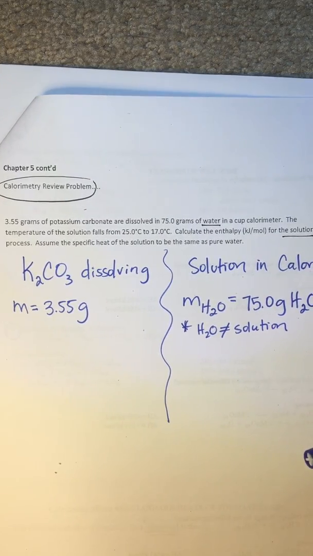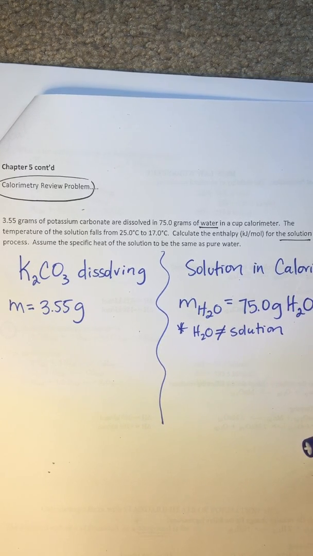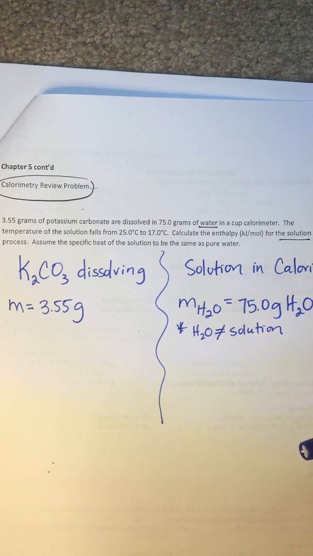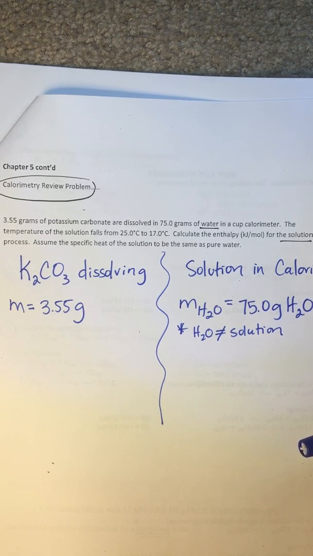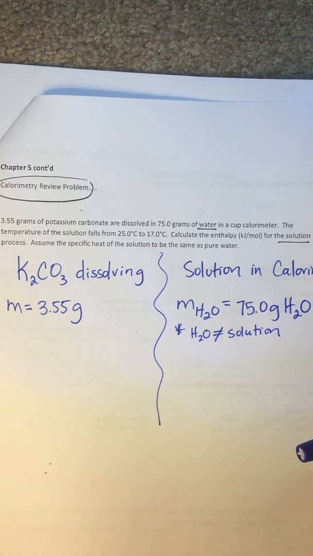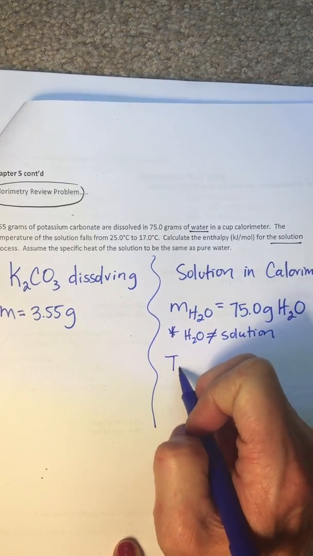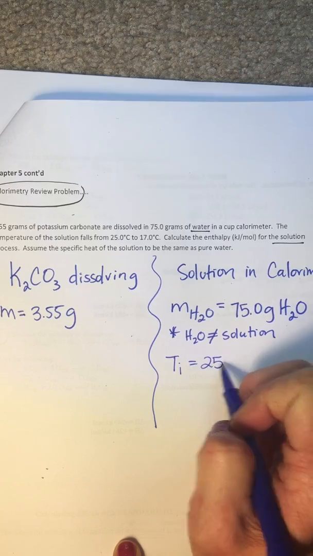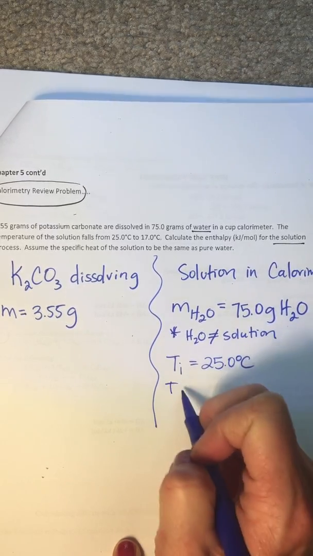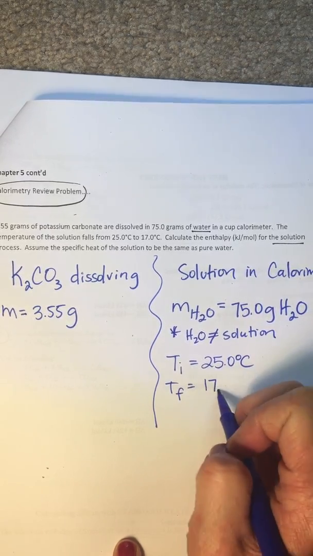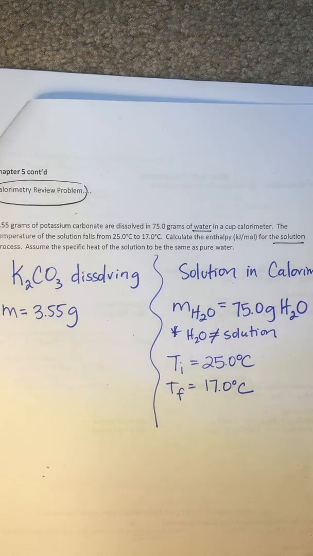A solution is formed by dissolving something into water for an aqueous solution. The solute is what we dissolve, and our solvent is water. So keep that one in mind. It gave us the temperature change of our solution. So we have our initial temperature of 25 degrees Celsius and our final temperature of 17 degrees Celsius.